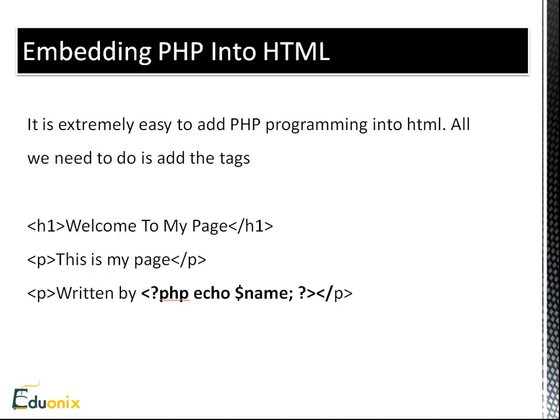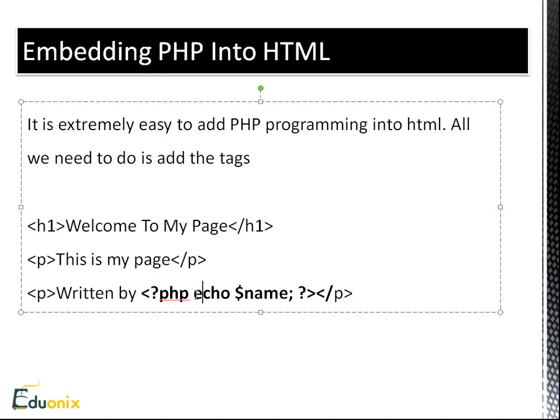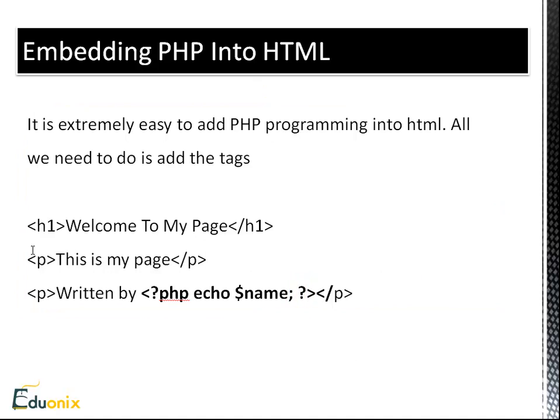So to embed PHP inside an HTML document is extremely easy. Here we have an H1 tag, a paragraph, another paragraph where we have written by, and then an opening PHP tag, and then we're echoing out a variable. Like I said, echo is similar to document.write in JavaScript. It's just going to print something out on the screen. And then we have the semicolon, much like JavaScript, although in JavaScript you don't need the semicolon, in PHP you do. And then we have the closing tag. So it's very easy to embed, which makes it a really desirable language.